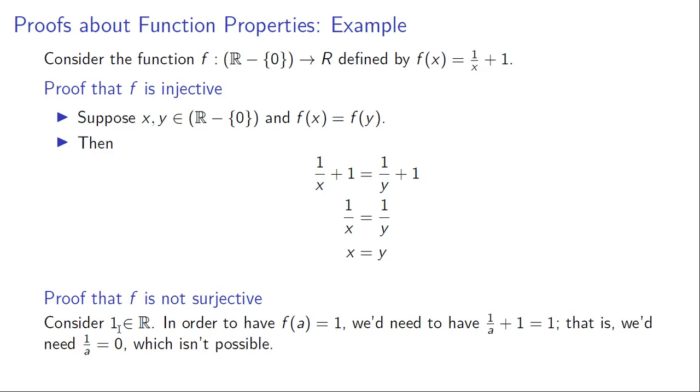And yet 1 is an element of the codomain. But the point is, it's an unreachable element. There is no way for this function to reach 1 as the output. So the function is not surjective.